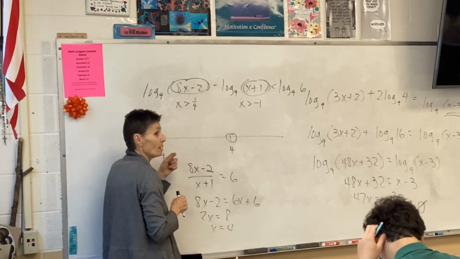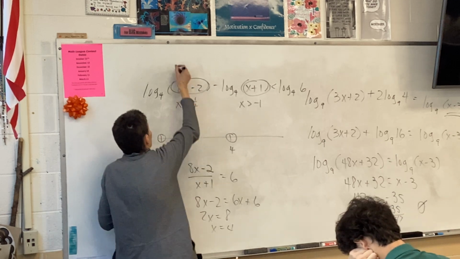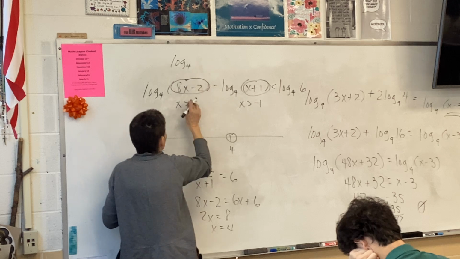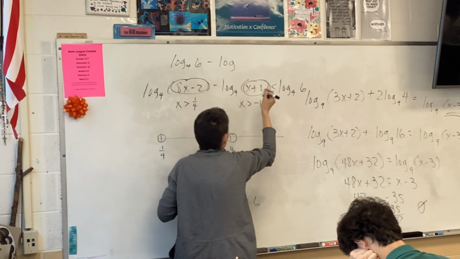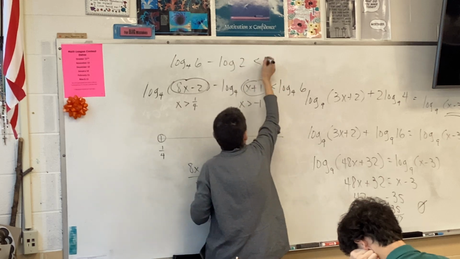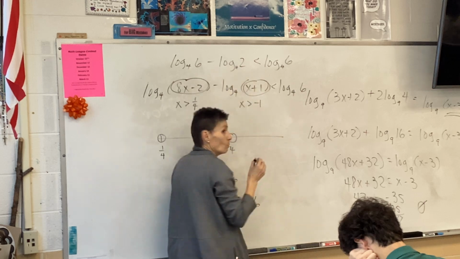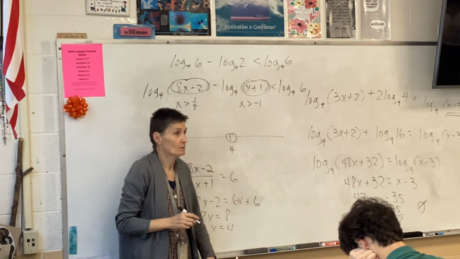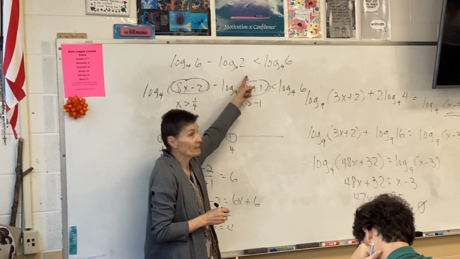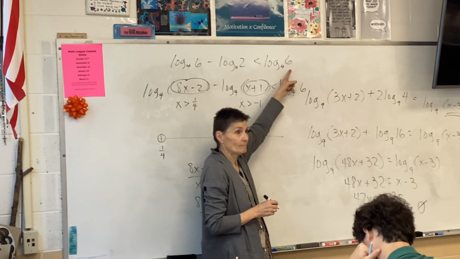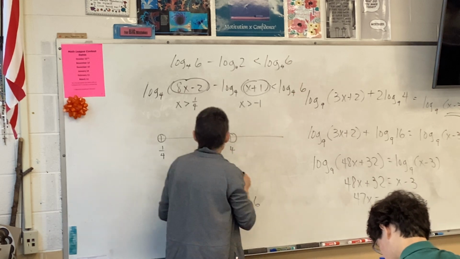So if we put in a number like 1, it says the log of 6 minus the log of 2 is less than the log of 6. Now, what does your common sense tell you? Is that true? If you take the log of 6 and subtract something from it, is it going to be less than? Yes. So this is going to work.